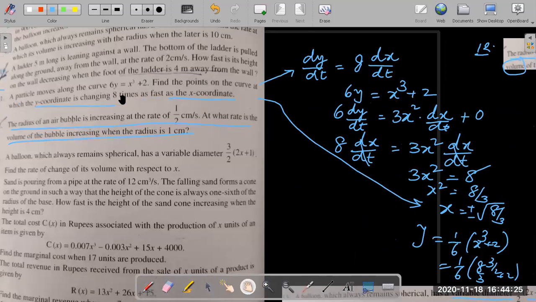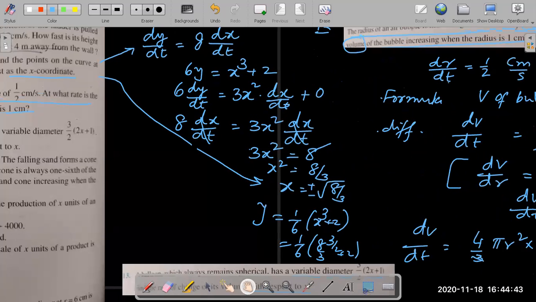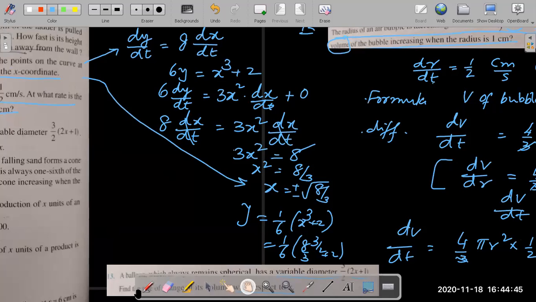The y coordinate is changing 8 times as fast as the x coordinate. That means dy by dt is 8 times dx by dt. Oh, yeah, there's a mistake. I'm correcting the mistake here. When we substitute this, I forgot the 6 here. So I need to put 8 dx by dt, and there is a 6 here. So I'm correcting that. So I'll get 6 times 8.